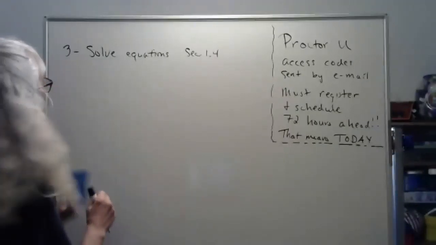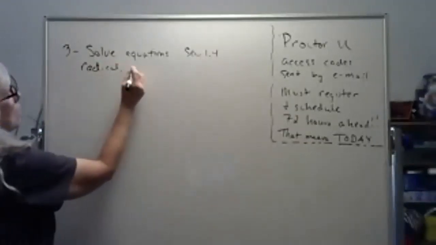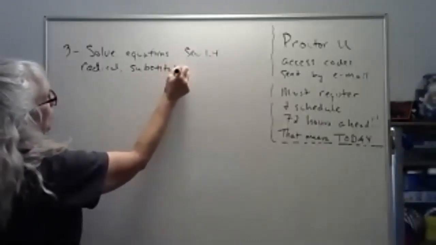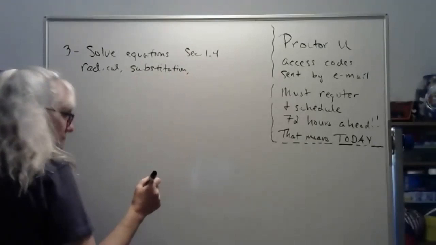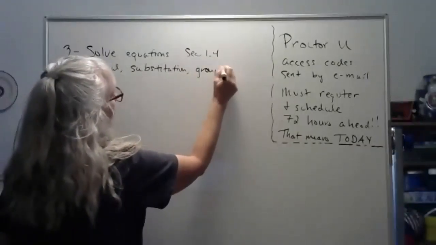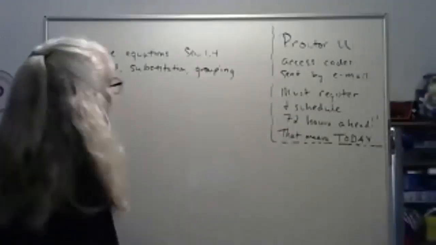So a radical, I guess we'll write those down. You'll have an equation where you have to solve with a radical, a substitution problem, and then factoring by grouping. Those are the 3 ones, and very similar to what you saw in that first quiz.